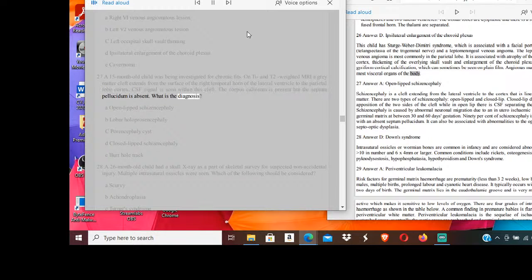What is the diagnosis? A. Open lip schizencephaly. B. Lobar holoprosencephaly. C. Porencephalic cyst. D. Closed lip schizencephaly. E. Burr hole tract.